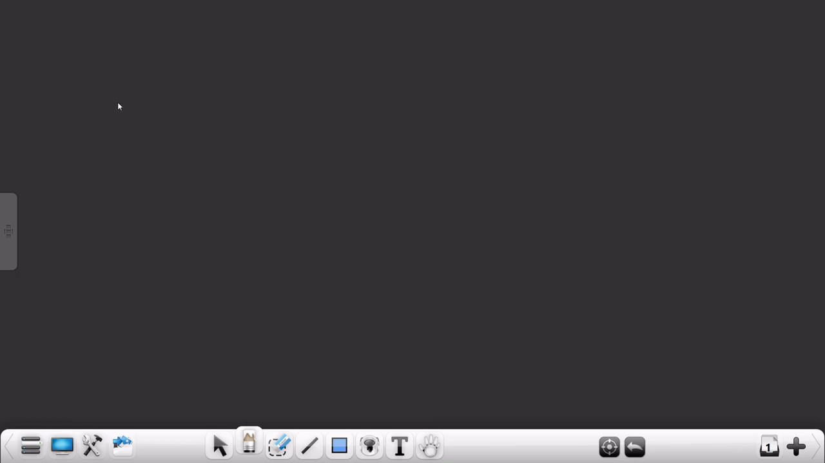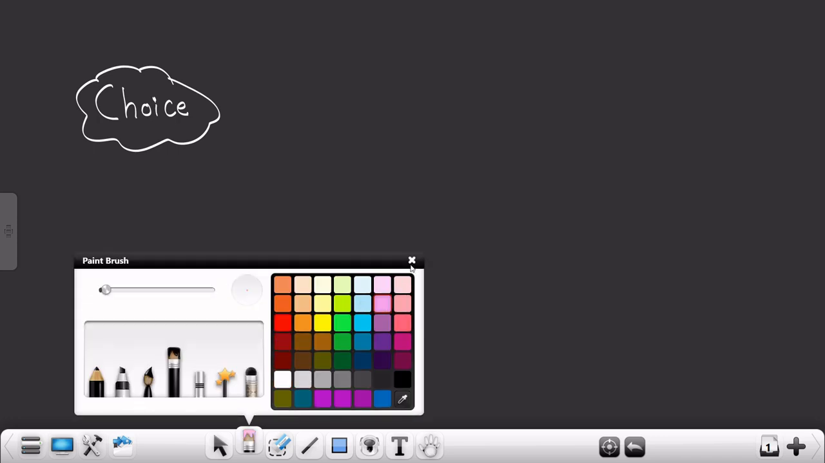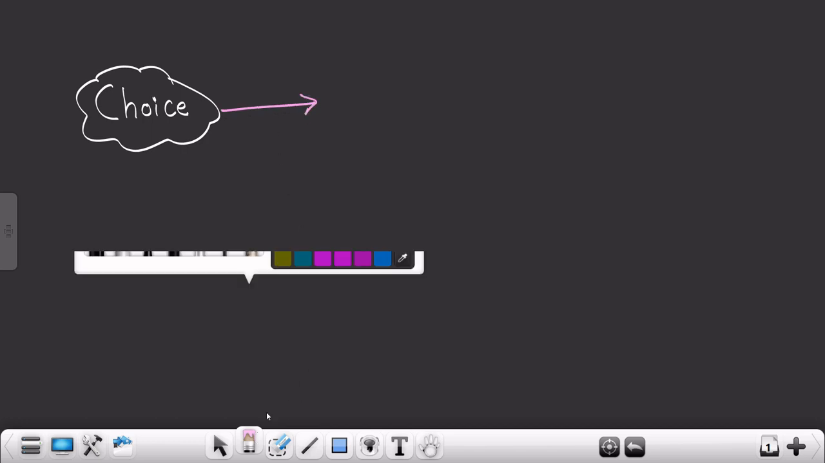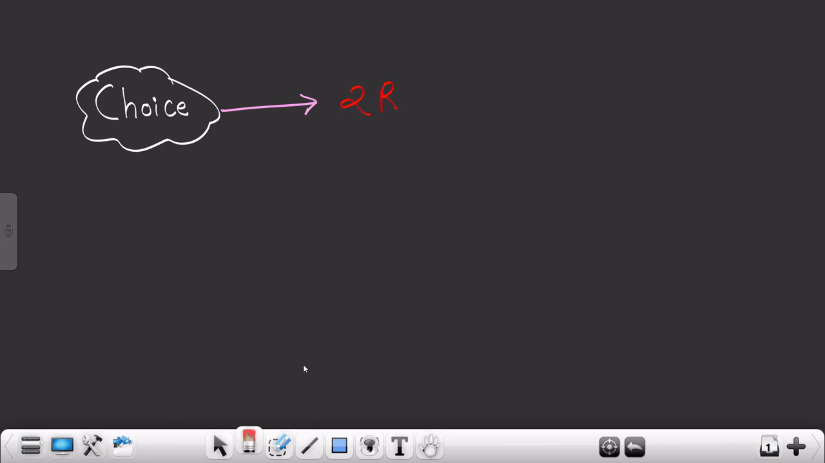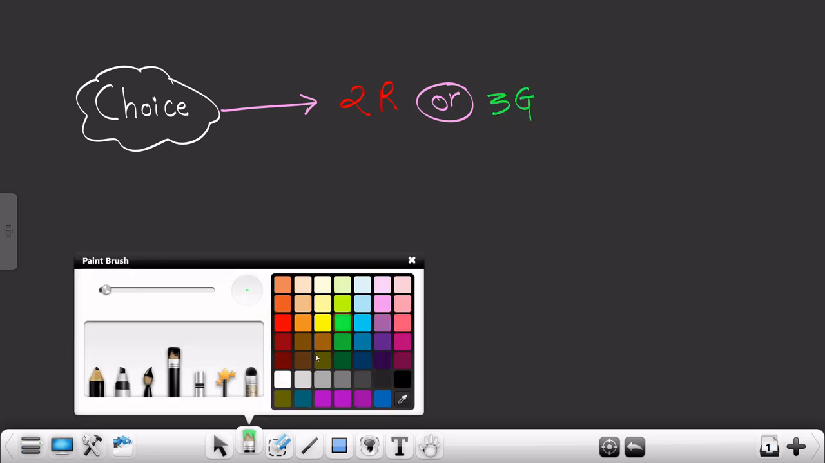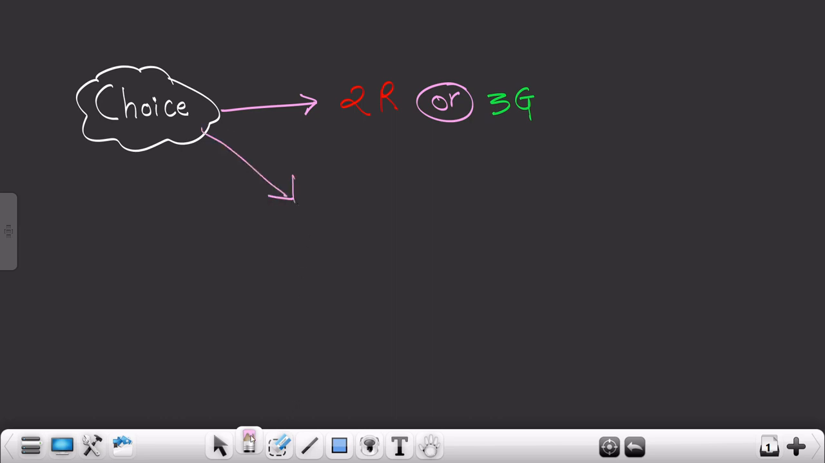Let's suppose you are asked to make a choice. What choice, sir? Let's suppose you are asked to select two red markers or three green markers. Similarly, if you are asked to select five green markers and three red markers, if you are given these particular choices, remember one thing.